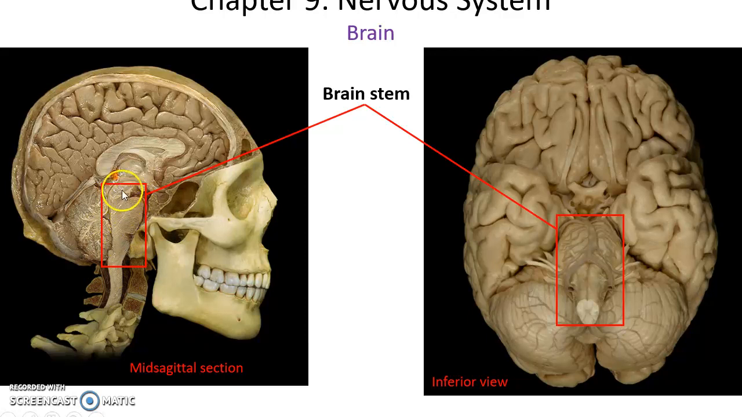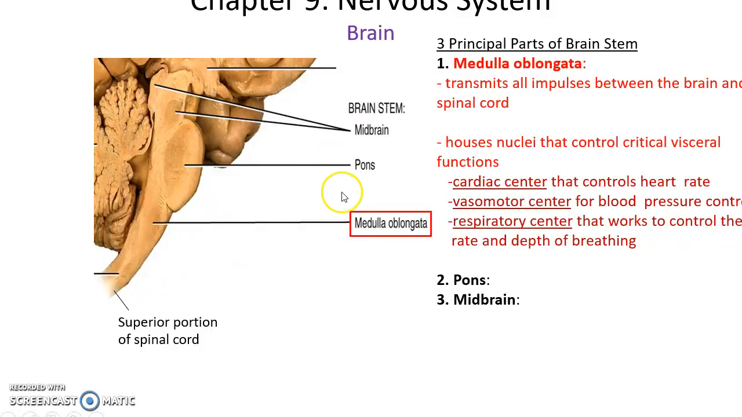The brainstem being the neck, belly, and tail of the seahorse. The brainstem comes in three main regions: the medulla oblongata, or tail of the seahorse, the pons, or belly of the seahorse, and the midbrain, or neck of the seahorse. The medulla oblongata transmits all impulses between the brain and spinal cord. Makes sense since it's attached to the spinal cord.